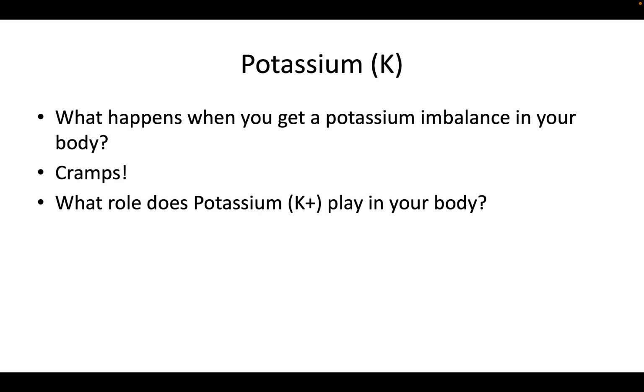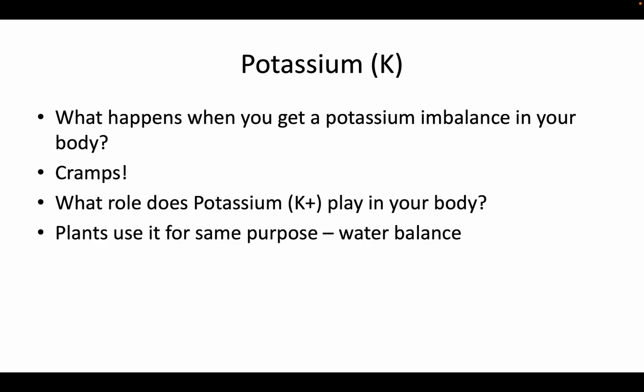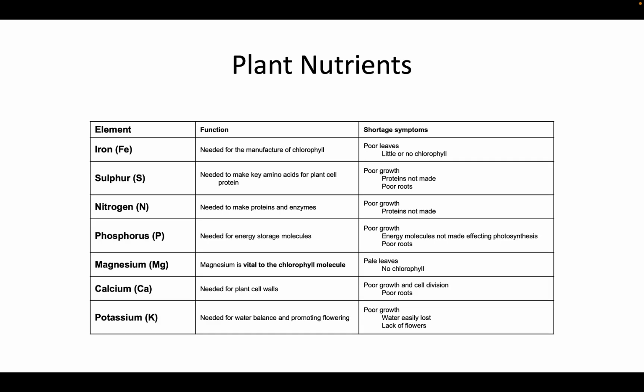Now, plants use potassium in a similar way. Potassium in our body primes an ion channel that allows muscles to expand and contract. And plants use it for water balance. They use it to move water around in their tissues. So potassium is really important for plants as far as water balance in their different tissues. Then you can see some of the other nutrients here: iron and sulfur, magnesium and calcium, and what those are used for. But the ones we're going to focus on for this class are N, P, and K.